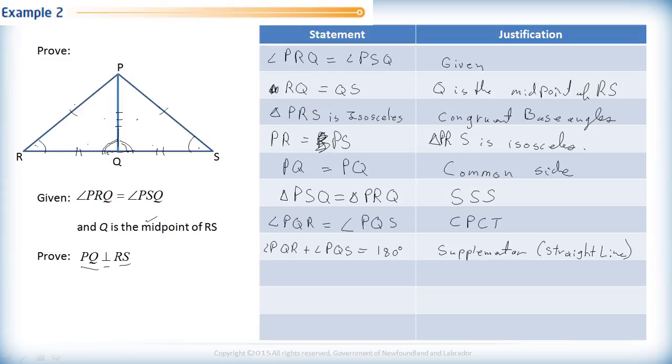So if they have to add up to 180 degrees, and they have to be equal to each other, then that means that they both have to be 90 degrees. That's the only way for that to happen. So angle PQR has to equal angle PQS, and they both have to be 90 degrees because they have a sum of 180 and they are equal. Okay? And if that's the case, then PQ is perpendicular to RS. And we're done.